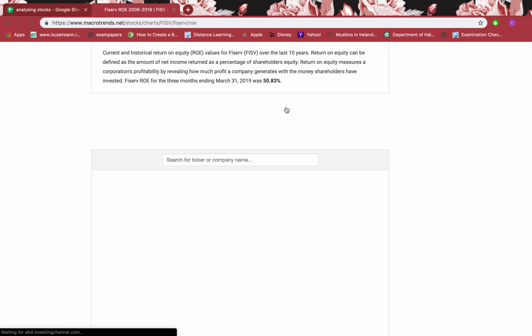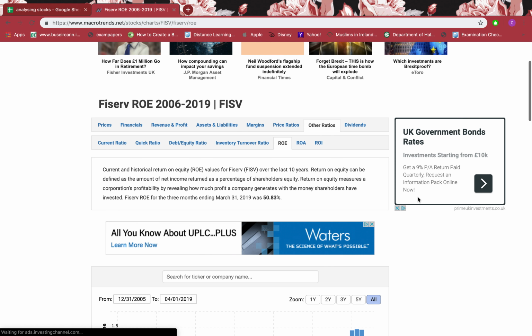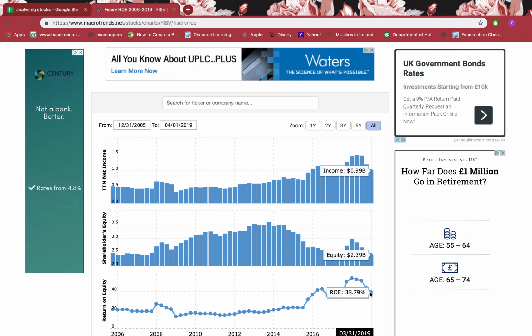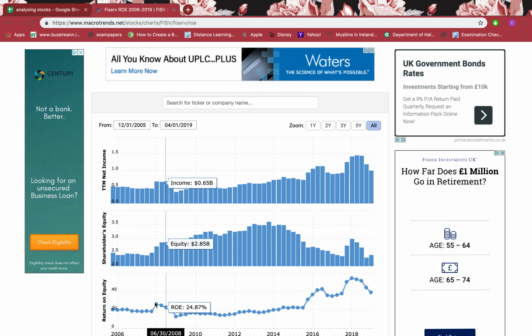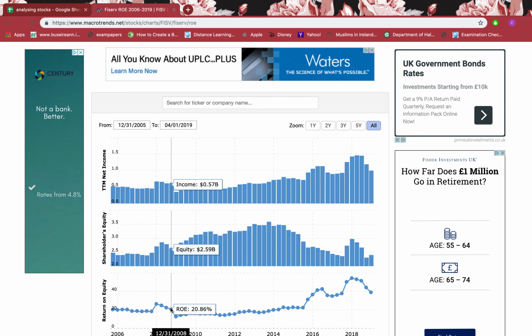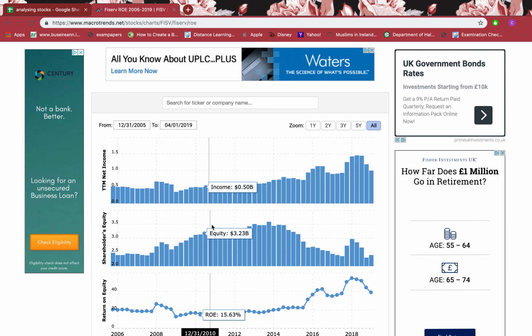Let's go to return on equity. Return on equity should be 8% or more for it to be really good. Right now it's 38%, which is brilliant. It's more than 8%. Let's look at the previous trails. So it has always been more than 8%. So it means that the equity is very good. It's bringing in good returns, which is a good picture.